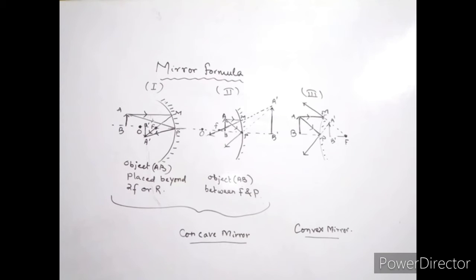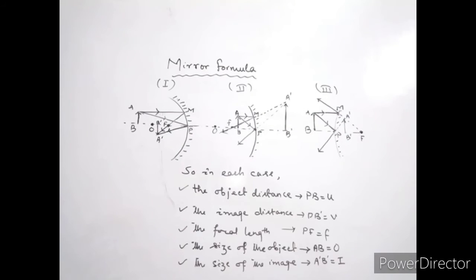So the object's pole is at the point P of the mirror, and M gives the point where the rays are striking, where the parallel ray strikes the mirror. Now, as I said, let's consider the distances. Every object distance that I have taken is equal to the distance of the object from the pole, that is PB, which is given by U.